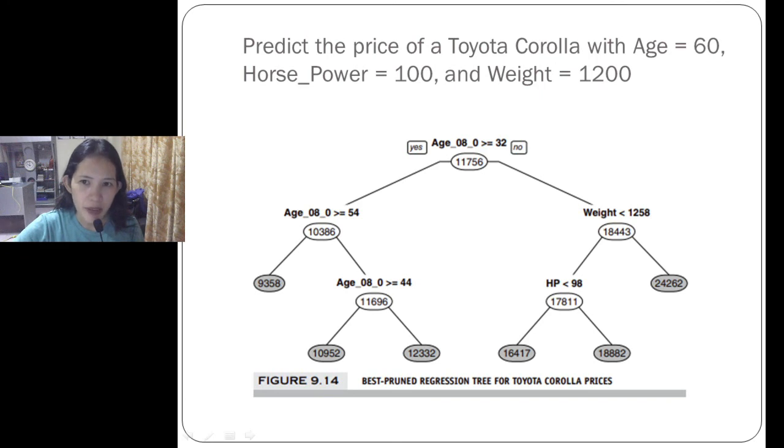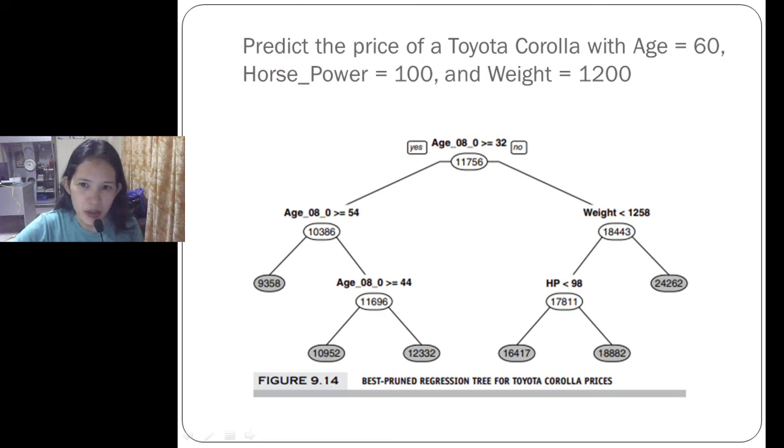Predicting the outcome value for a record is performed in a fashion similar to the classification case. The predictor information is used for dropping the record down the tree until reaching a terminal node. For instance, to predict the price of a Toyota Corolla with age equals 60, horsepower equals 100, and weight equals 1,200, we drop it down the tree and reach the node that has the value $9,358. This is the price prediction for this car according to the tree.